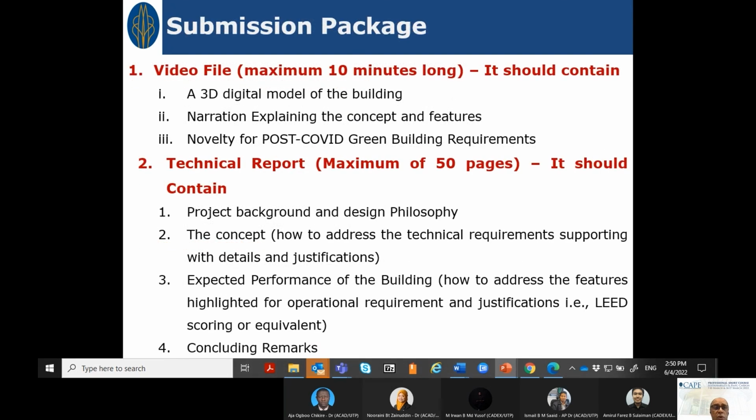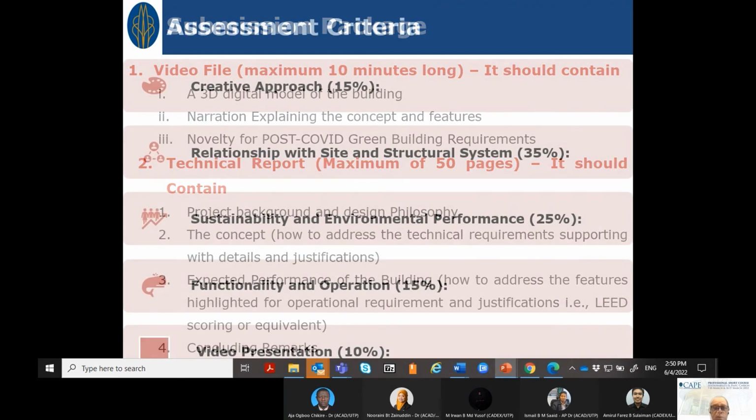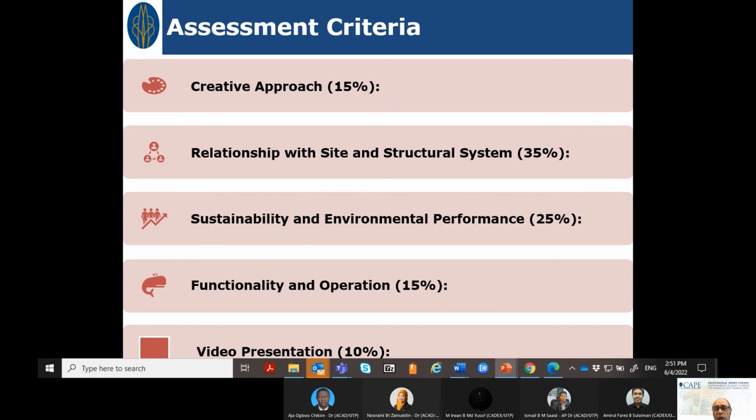They are supposed to submit two things. One is the video file, which is 10 minutes long, and the technical report, which is a maximum of 50 pages, in journal format, as the project report. This project comprises usually 20% of marks, and the weightage of different segments was given: creative approach, relationship with site, sustainability, functionality and operation, and video presentation, right?